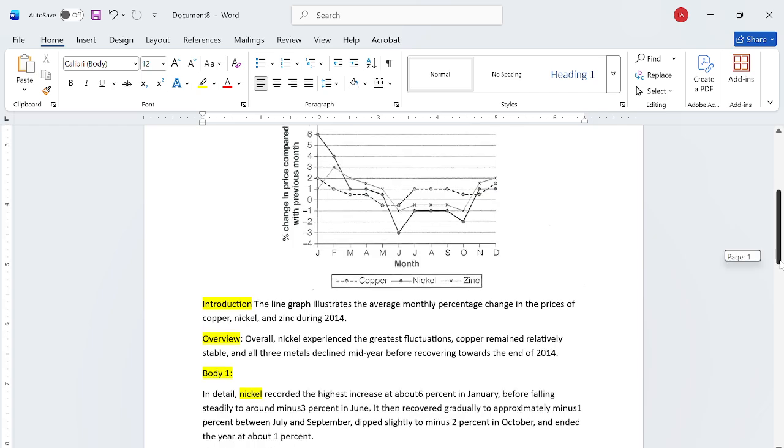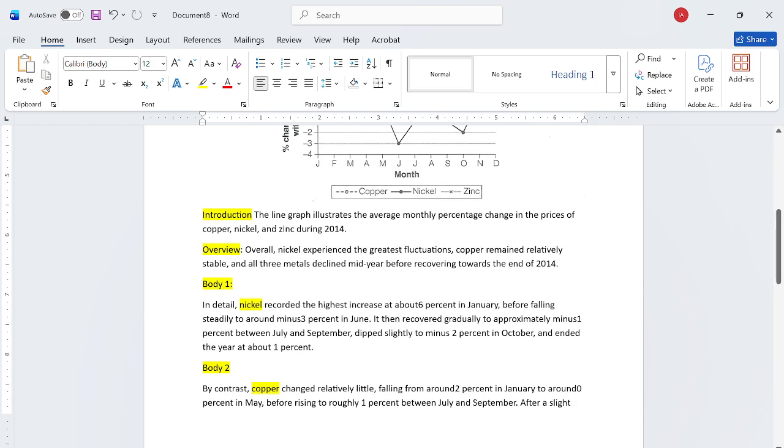So now look at the body 1 paragraph. In detail, nickel recorded the highest increase at about 6% in January before falling steadily to around -3% in June, and then recovered gradually to approximately -1% between July and September, dipped slightly to -2% in October, and ended the year at about 2%.